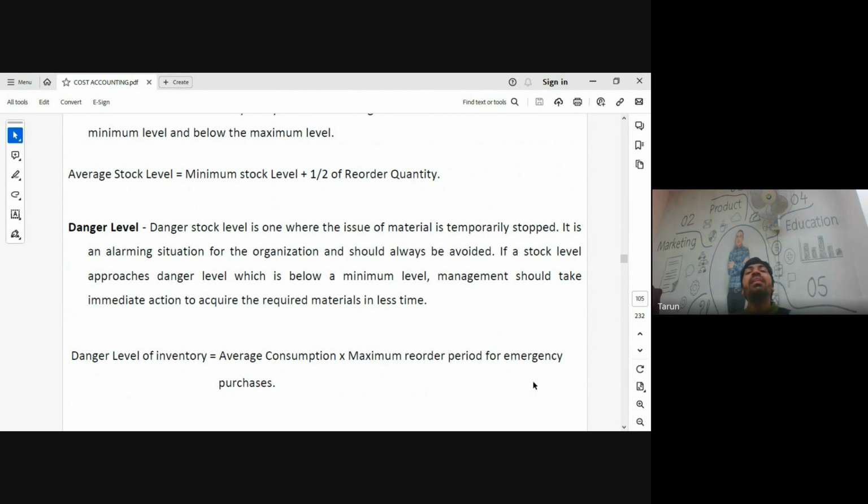How to calculate the danger level of stock? Average consumption into maximum reorder period for emergency purchases. If you multiply these two terms, you will get the danger level of inventory. What is the average consumption of material and what is the maximum reorder period for emergency purchases, which will be mentioned in a particular question.